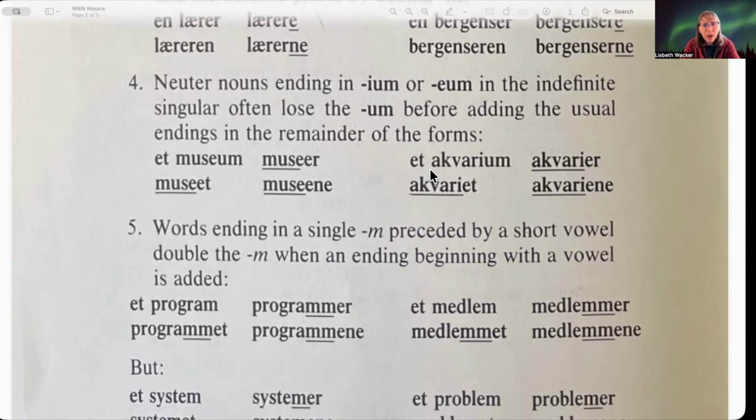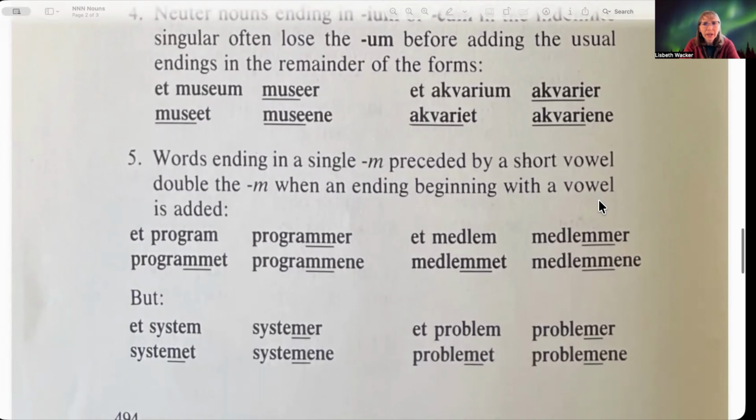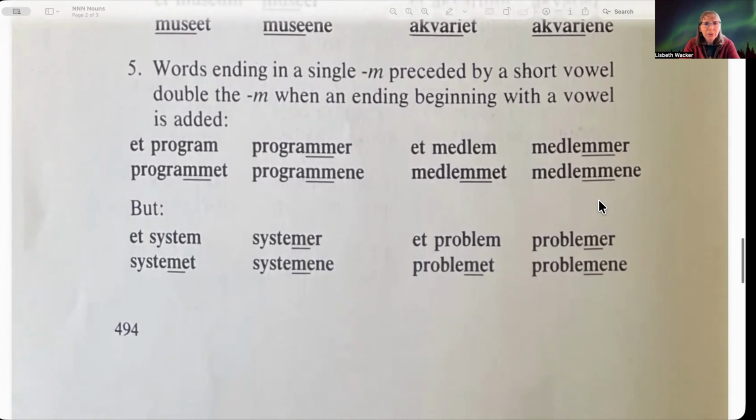And the same thing here. Et akvarium, an aquarium, akvariet, the aquarium, akvarier, aquariums, akvariene, the aquariums. And there too, we can see that it's lost its UM before we add the ER and the ENE. Okay. And here we can see some more examples of where we lose the double M, or we don't lose it here because we don't have it, but we add the double M before we add the ER, as you can see here. Okay. So that's what happens in here too.